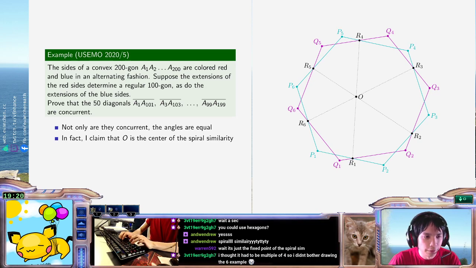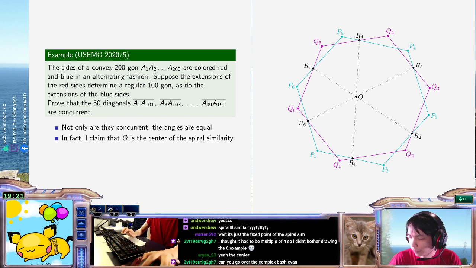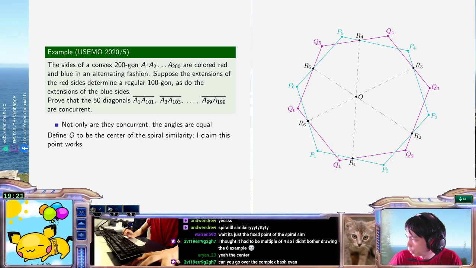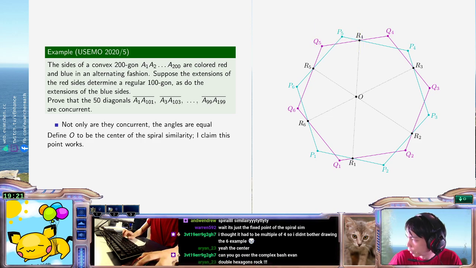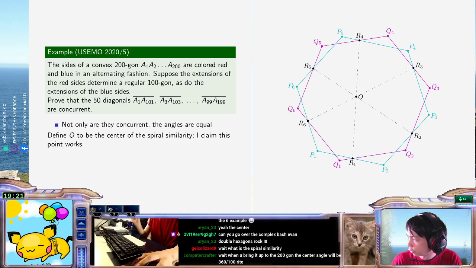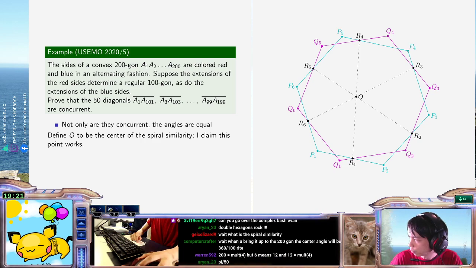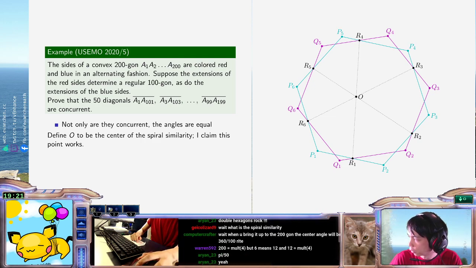Let's define O to be the center of the spiral similarity. This triangle is similar to this triangle. The spiral similarity sends P4 to P5 and Q4 to Q5 with rotation by... hang on. Yeah, so P4 P5 goes to Q4 Q5. Let me rotate it this way.